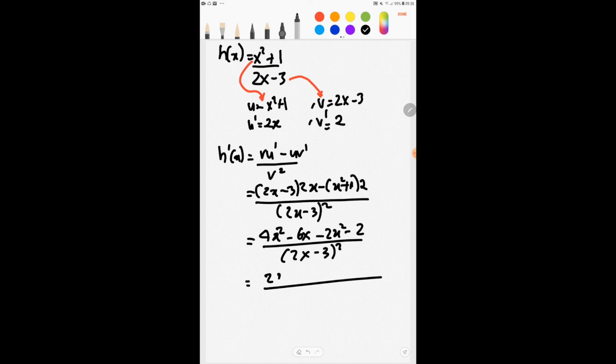We get 2x squared minus 6x minus 2 divided by (2x minus 3) squared. And if you look at this one, we can take out the same factor 2 for the numerator, so we can have 2(x squared minus 3x minus 1) divided by (2x minus 3) squared. So that is the differentiation for h prime(x).